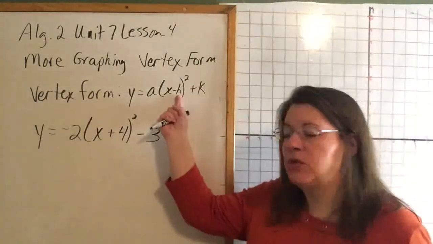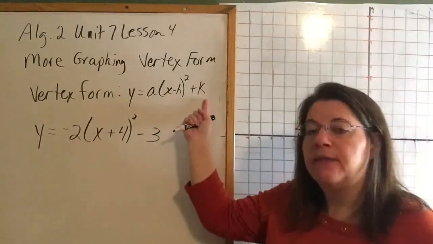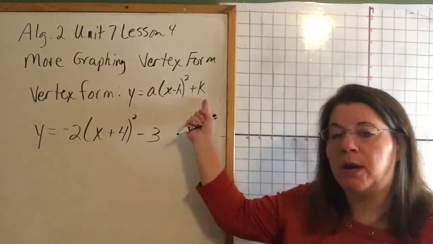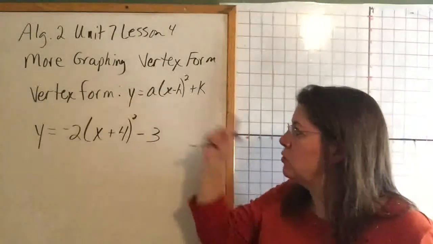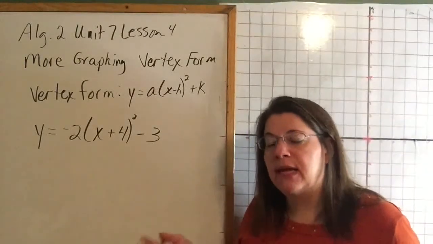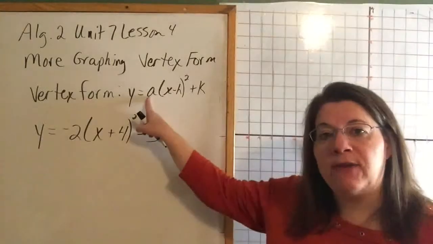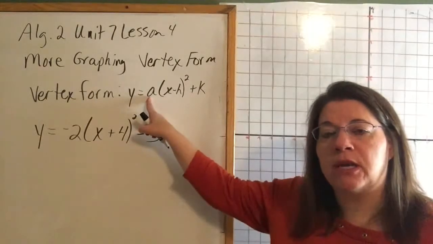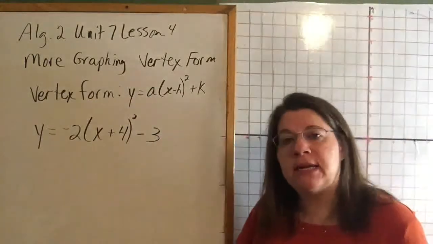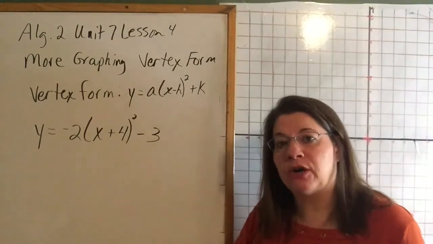The h value tells you whether to move right or left. The k value tells you whether to move up and down for your vertex, so it tells you where the vertex will be in relation to where the origin is in the parent function. And your a value tells you whether the function opens up or opens down, and how wide or how narrow the function will be.